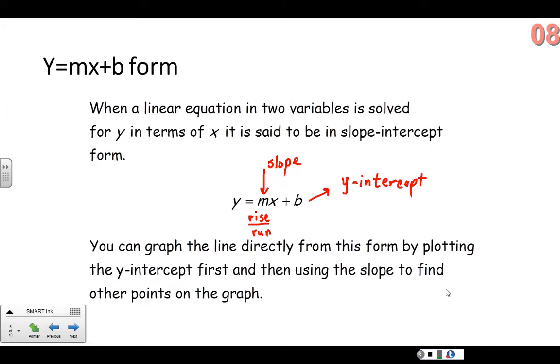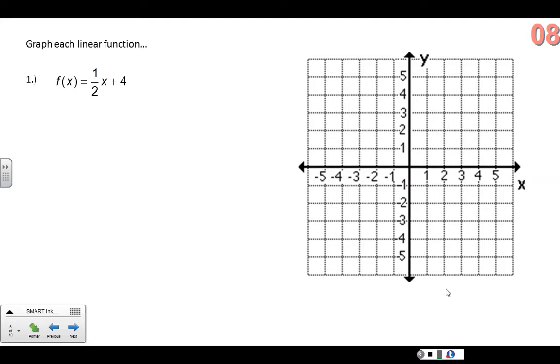So let's look at some examples of how that would work. This linear function, f of x equals 1/2 x plus 4. Now remember, f of x means y, so y equals 1/2 x plus 4. So in this case, the y-intercept is the positive 4. So that's the first thing I'm going to graph. I'm going to graph positive 4 on the y-axis, so I'm going to plot a point there. Now, the number in front of the x, the coefficient of the x, that is the slope of the line.